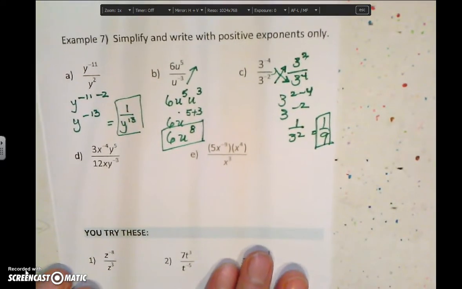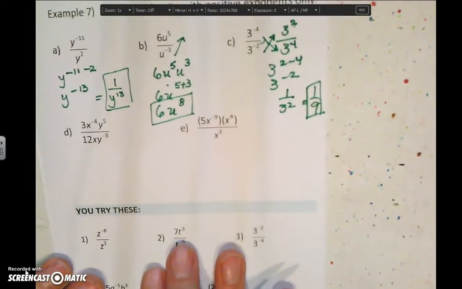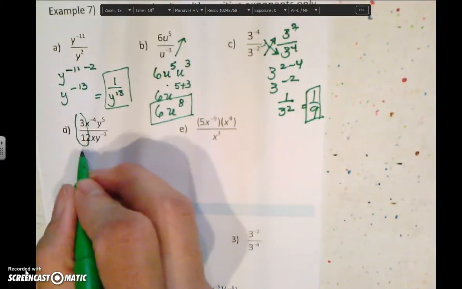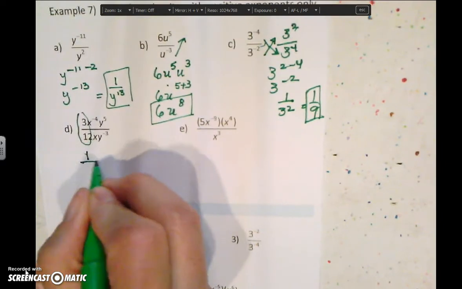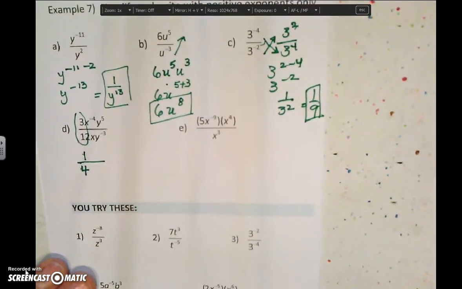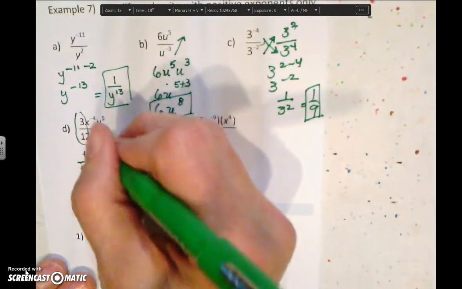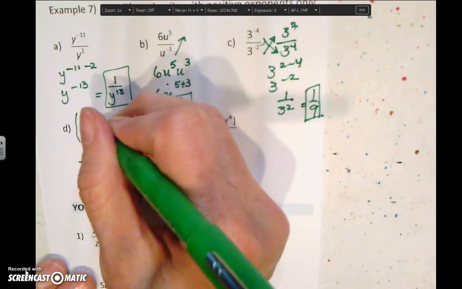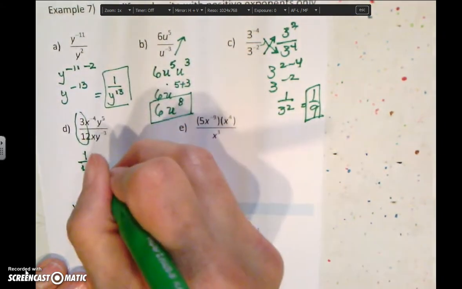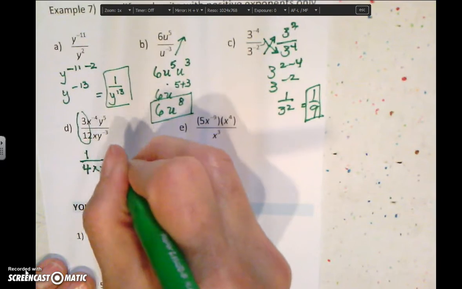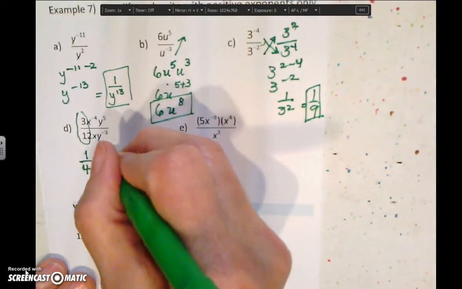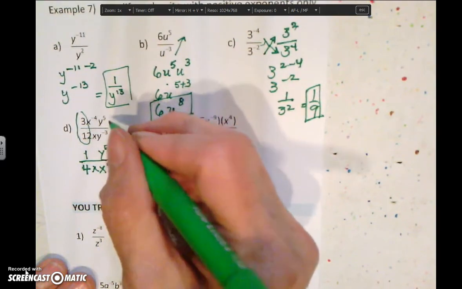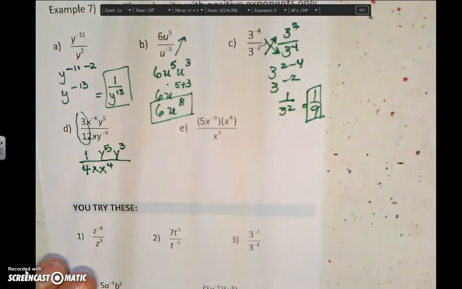Let me try and get one more in. So D, again, I'm going to take it in pieces. 3 over 12 is going to reduce by 3 so that I get 1/4. And then for my x's, I have this x here. This x to the negative 4th, I'm going to drop it down and make it positive. I have a y to the 5th up on top, and this y to the negative 3rd is going to move across and become positive.